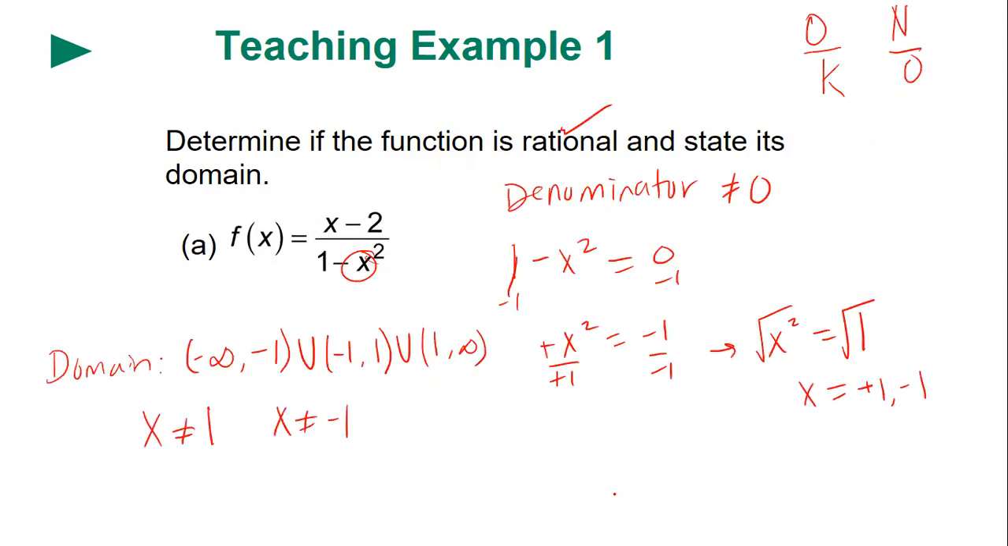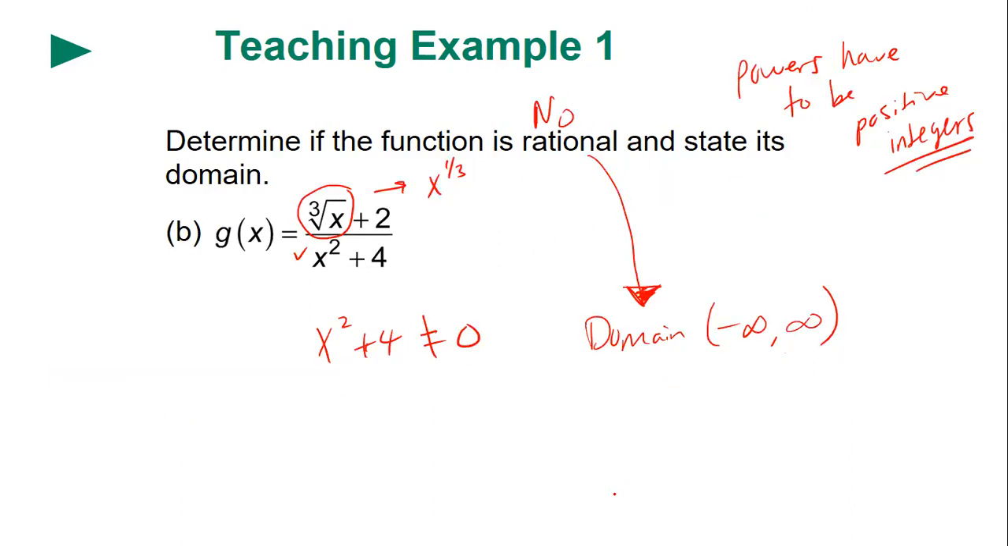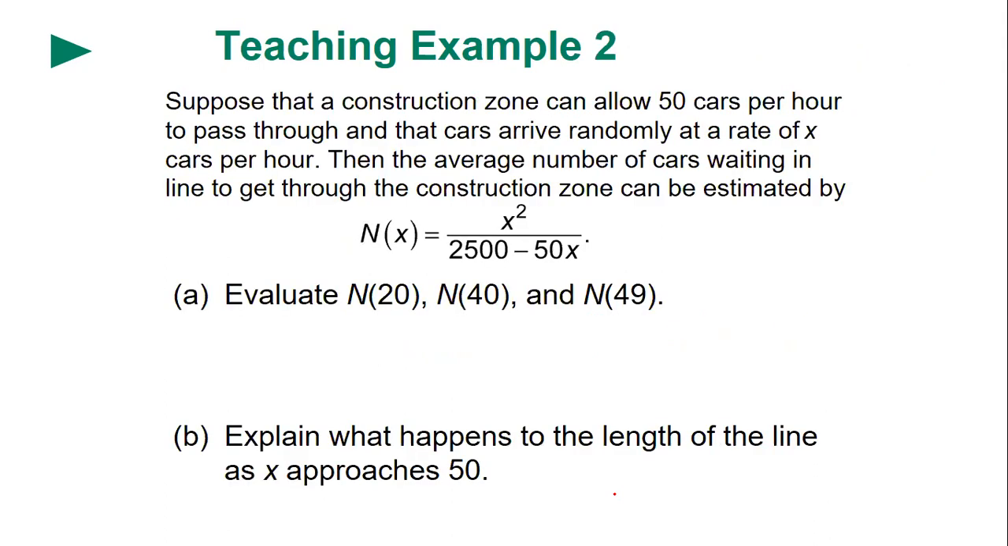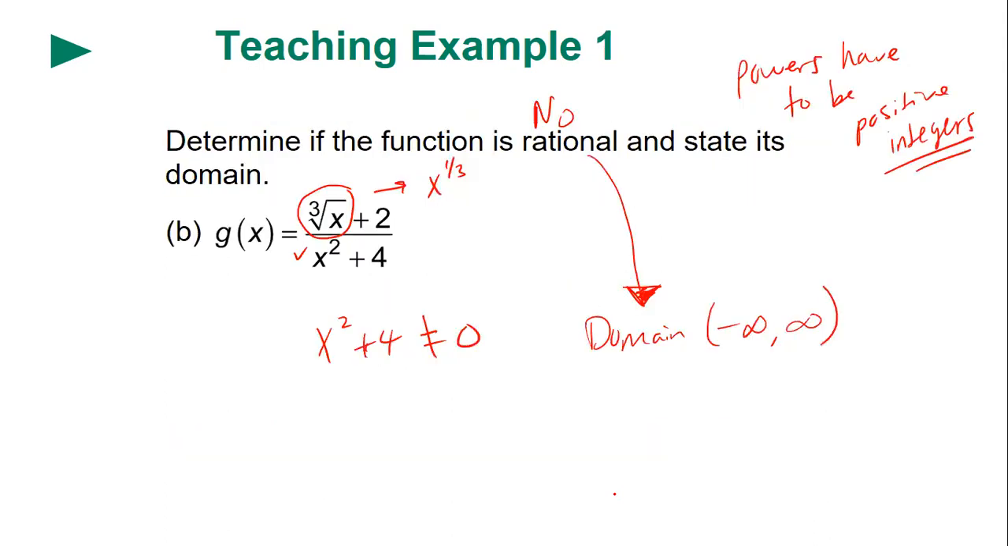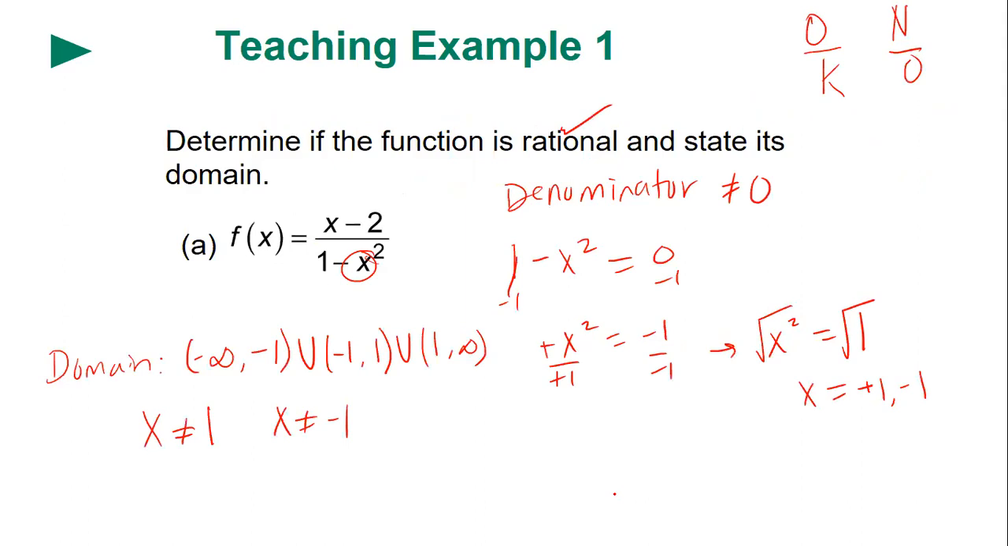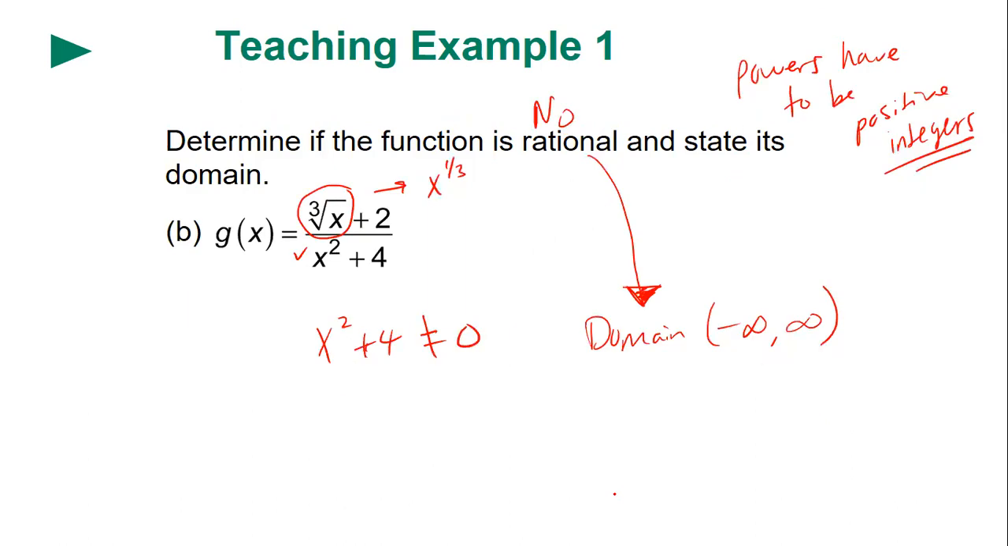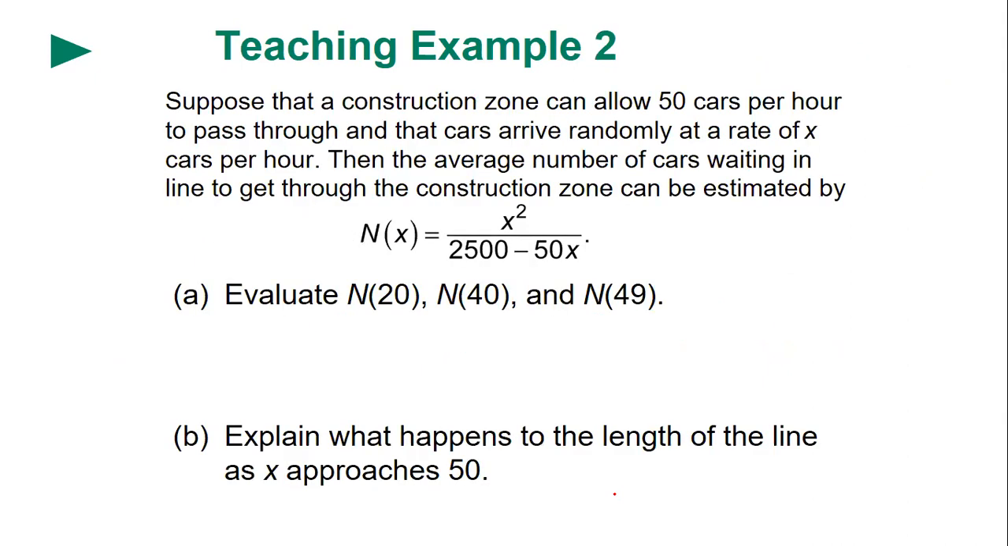So in example A, we saw an example of a rational function with a domain restriction. In example B, we saw a non-rational example, but still a domain with no restrictions. Do we see the difference? This one had restrictions because I could make the denominator equal to 0, right? This one had no restrictions because there's no way for me to make that denominator equal to 0. Hopefully that's clicking.